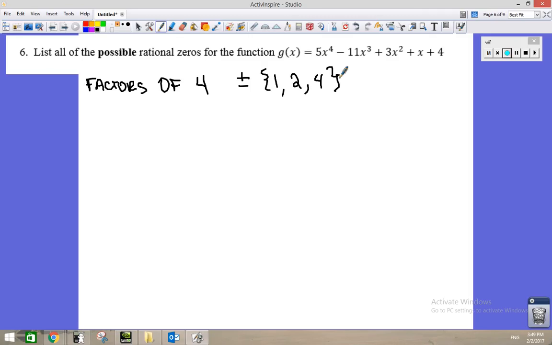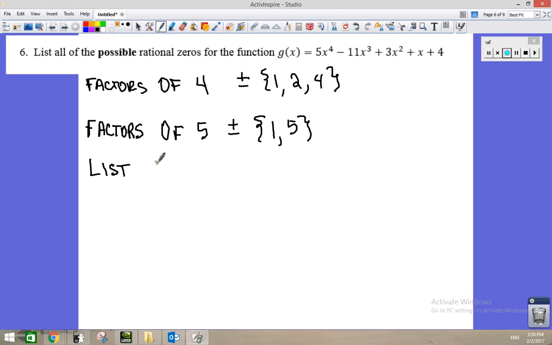All right, so now the leading coefficient is 5. So I have, boy, this is lagging. I hope this doesn't freeze up. Factors of 5. So the numbers that divide 5, since 5 is prime, is just 1 and 5. The list of numbers that they want, remember to put your plus or minus. This is the possible numerators. This is your possible denominators.